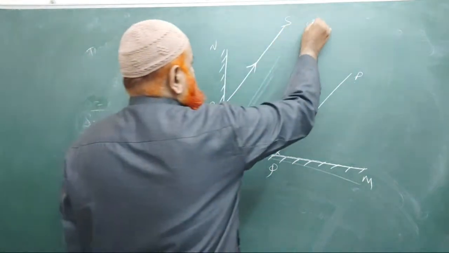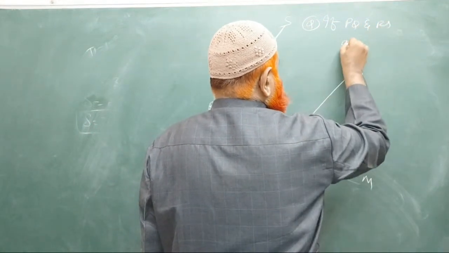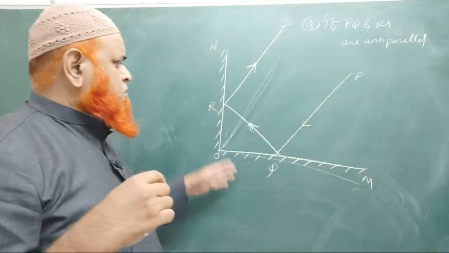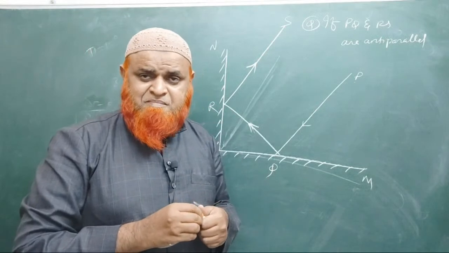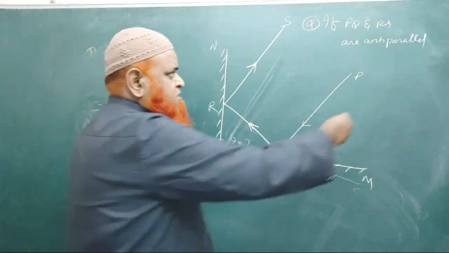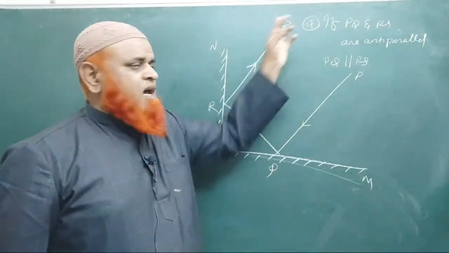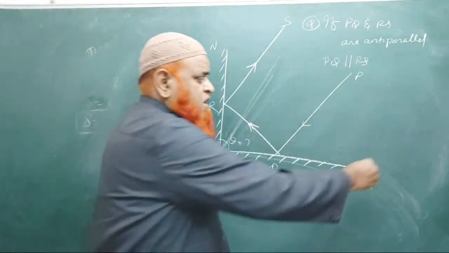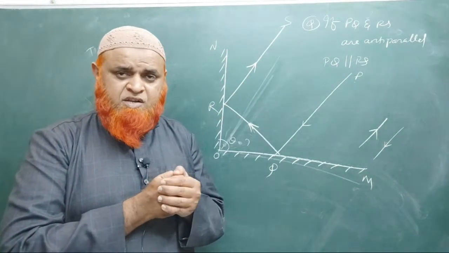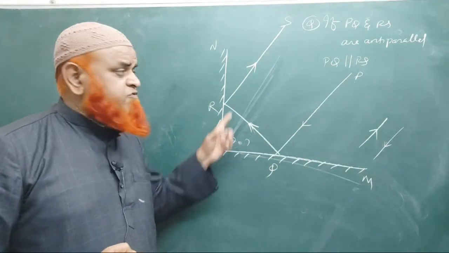Okay. So what is the problem actually? What is the question? If PQ and RS are anti-parallel, then tell me what is this angle? What is the meaning of this? PQ and RS are parallel. Why are they called anti-parallel? Because if one is in this direction, the other is in the opposite direction. Actually they are parallel but in opposite directions. So these two are going to be parallel here. And he's asking us to find this angle if these two are parallel.